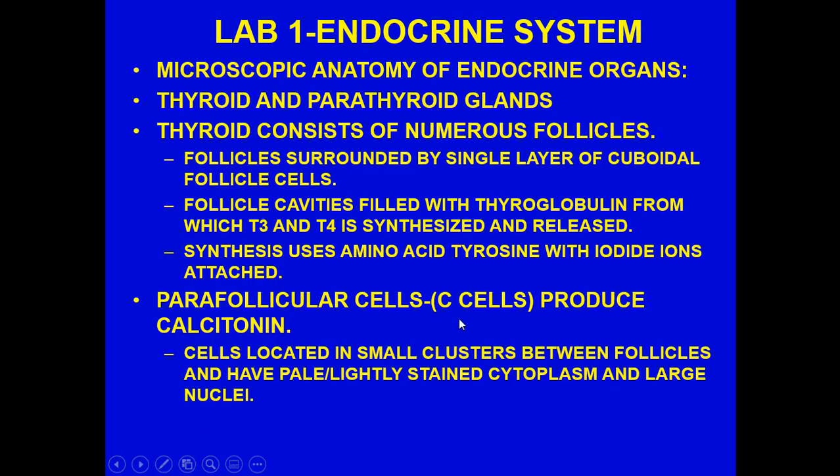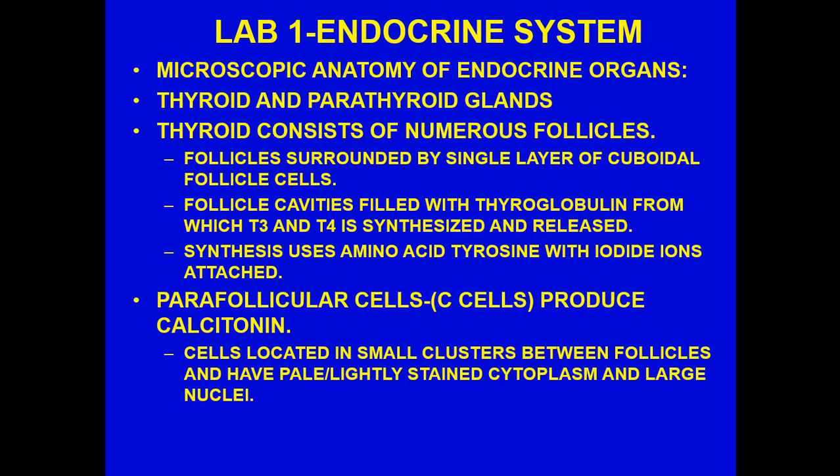Now, the microscopic anatomy of other endocrine organs. Next, we're going to go with the thyroid and the parathyroid glands. The thyroid consists of numerous follicles. These are follicles that are surrounded by a single layer of cuboidal follicular cells. Inside the cavity of the follicle, it's filled with thyroglobulin. And it is this material where you're going to get the T3 and T4 synthesized and released.